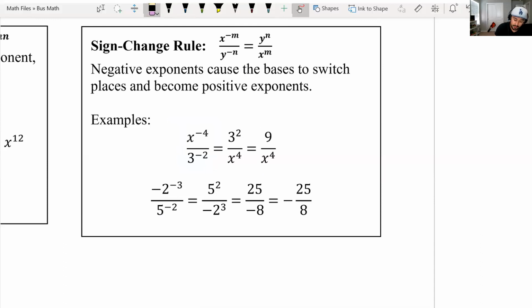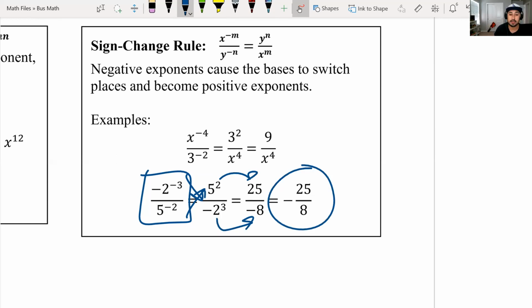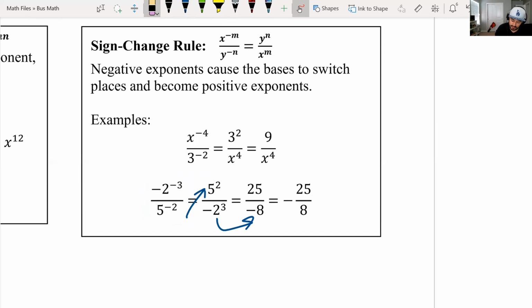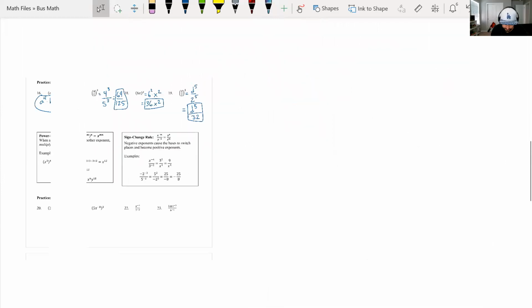Okay. Now, negative 2 to the negative 3 over 5 to the negative 2. You will flip them over each other. You get 5 squared over negative 2 to the positive 3, right? Flip and flip. And then 5 squared is 25. Negative 2 cubed is negative 8. And that just becomes negative 25 over 8. Okay. That's how the sign change rule works. So let's see what practice we have.